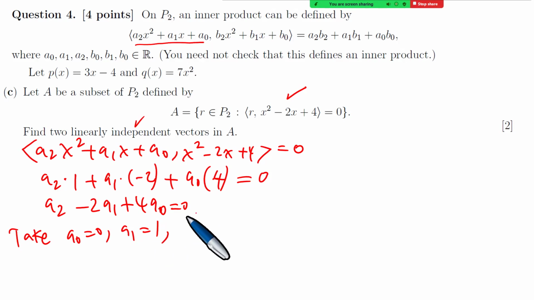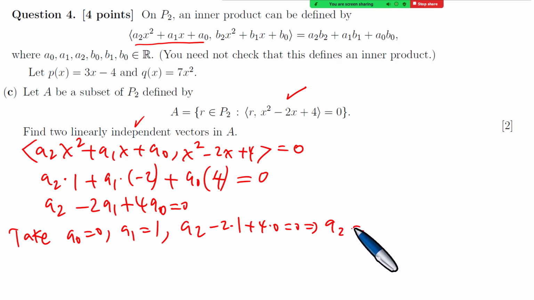So for the other one, at this point, we have A2 minus 2 times 1 plus 4 times 0 equals 0, which means A2 is 2. Okay. Right, and what would this mean, for example?